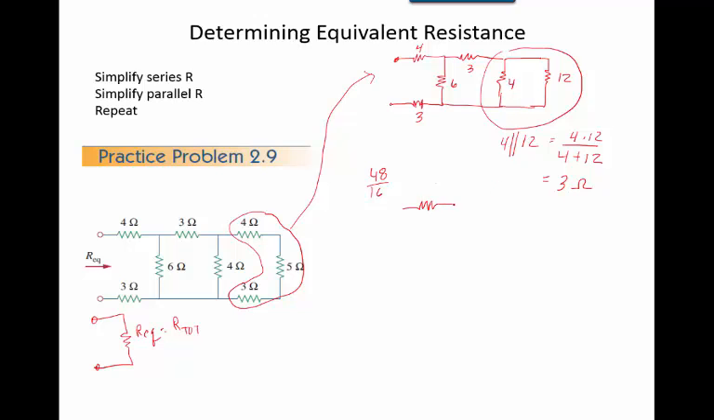I redraw my circuit. 4, 6, 3, 3. And the part that I just did is now a 3. Correct? So, okay, I redrew it again. Now I look at it again and I see these guys are in series. Pretty easy. 4 is still there. 6 is still there. 3 is still there. And that is 6. Correct?